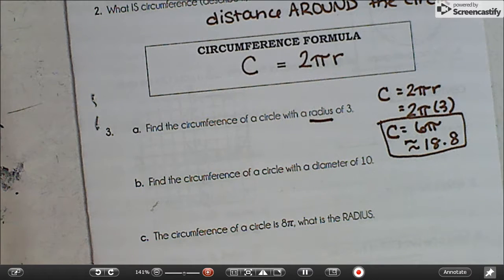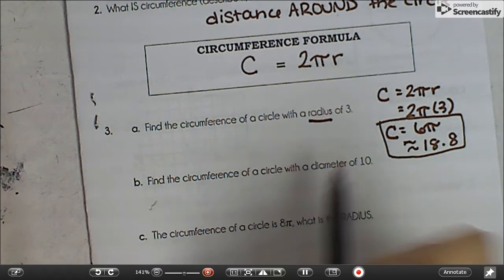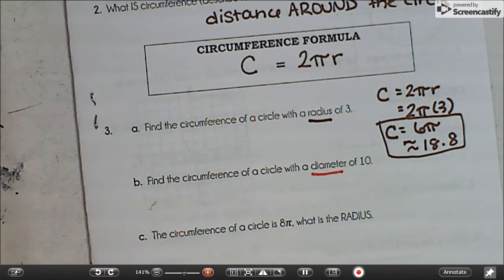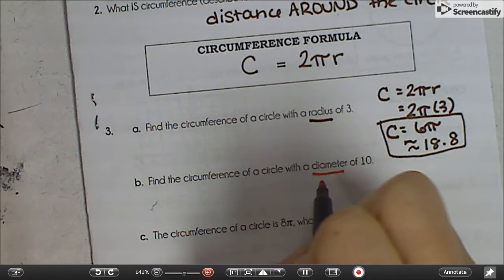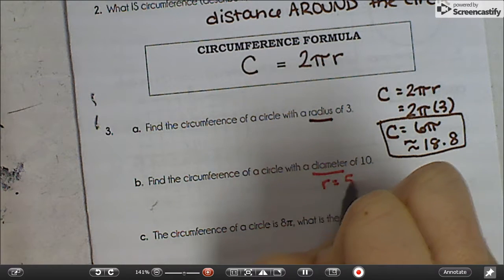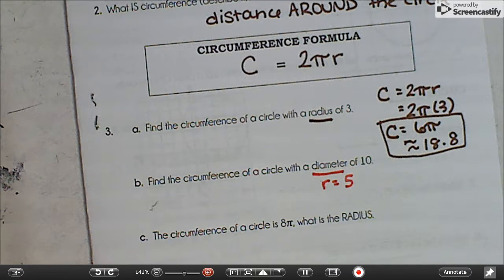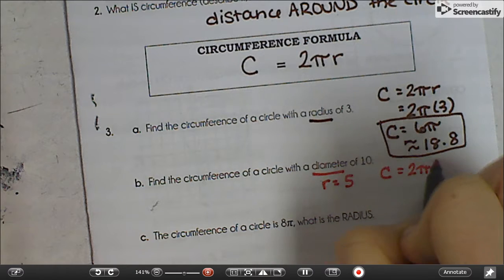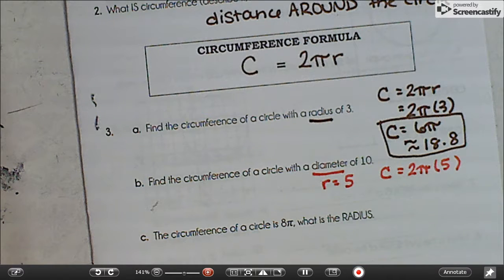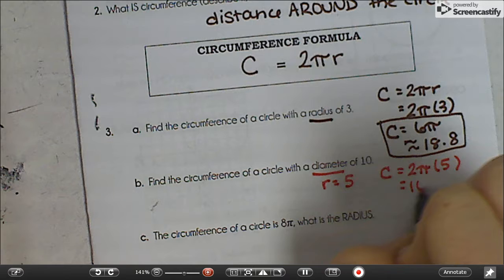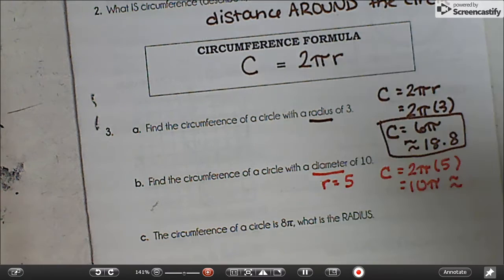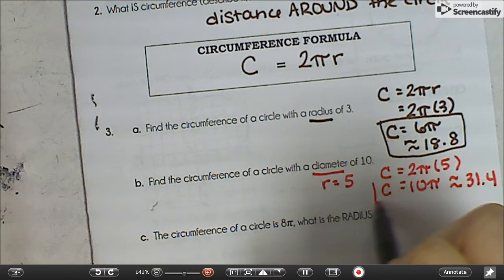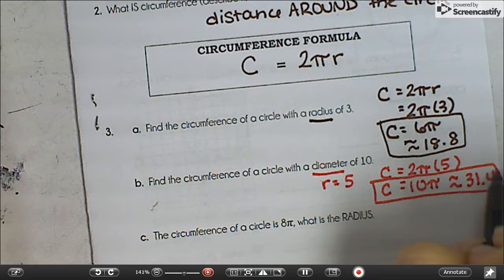Find the circumference of a circle with a diameter of 10. This is where reading carefully comes in handy. If the diameter is 10, that means the radius is 5 because the radius is half of the diameter. So we're going to use the same formula, C equals 2 times pi times the radius. So 10 pi, which is approximately 31.4. Again, both answers are acceptable.